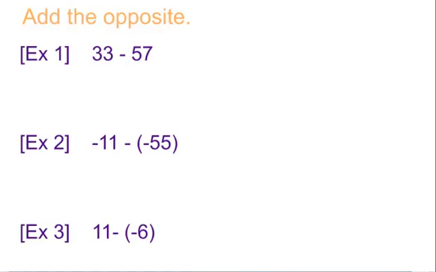Okay, welcome back. Number 1. Change subtraction to addition, change the sign of the second number. Now we have 33 plus negative 57. Signs are different, find the difference. So when we subtract 57 and 33, we get 24. Sign of the higher number is negative, so it's negative 24.